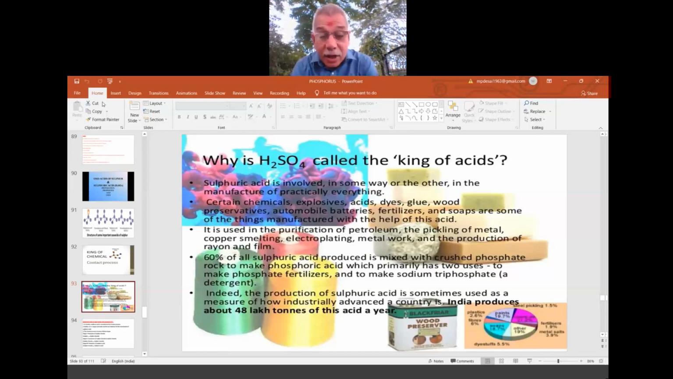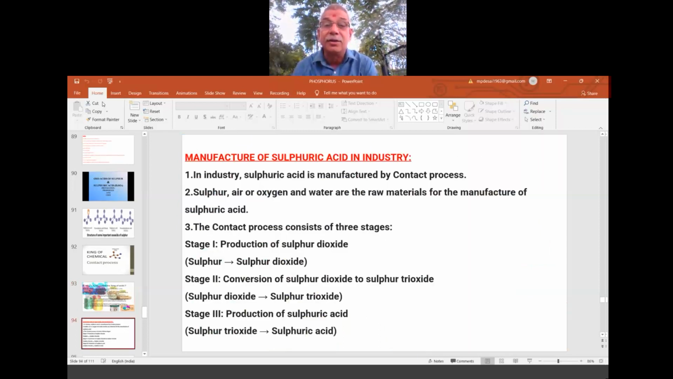48 lakh tons. Imagine the huge amount of acid that is prepared. A sector graph is also given, showing how much it is used in terms of percentage. All this data supports that it has many uses. Therefore it is called what? King of chemicals. Okay, right.